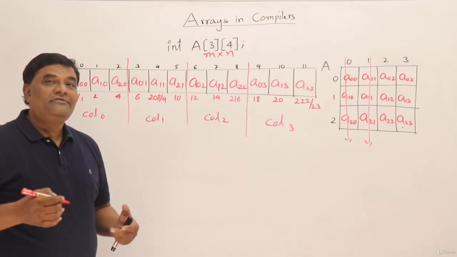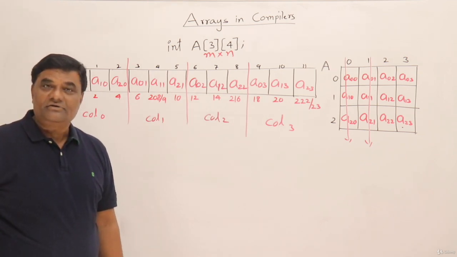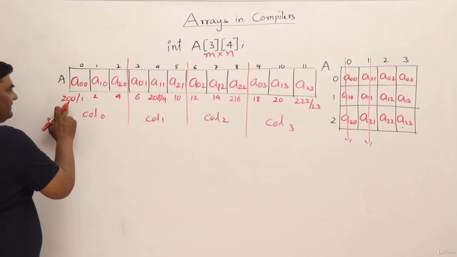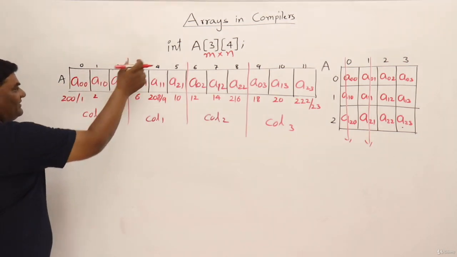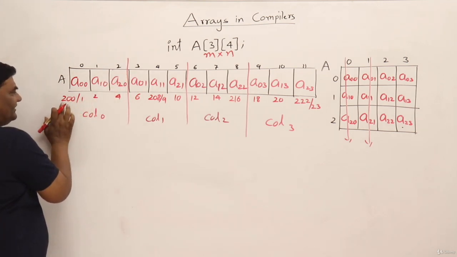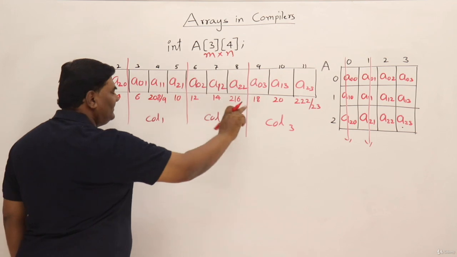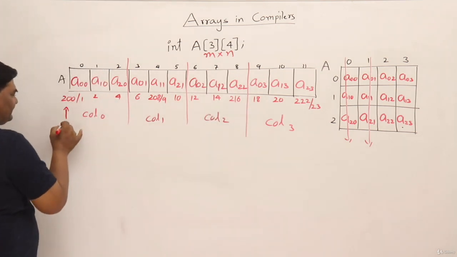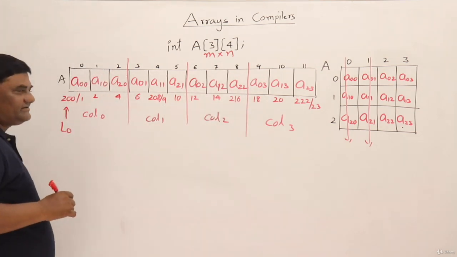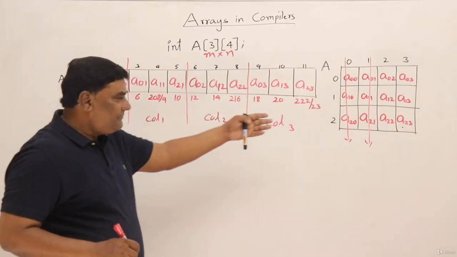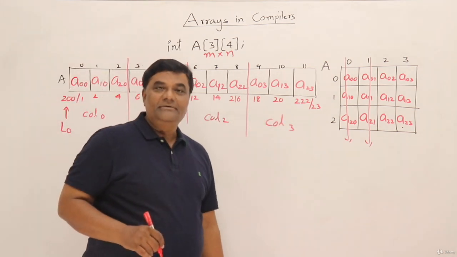Now we need a formula for obtaining the address of any element. I have taken the addresses starting from 200, and as integers, every integer takes 2 bytes. So this is 200 and 201, 202 and 203, 204 and 205, and so on. Let us call this starting address L0, that is the base address, location 0.